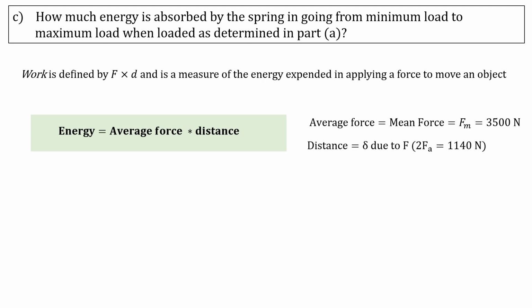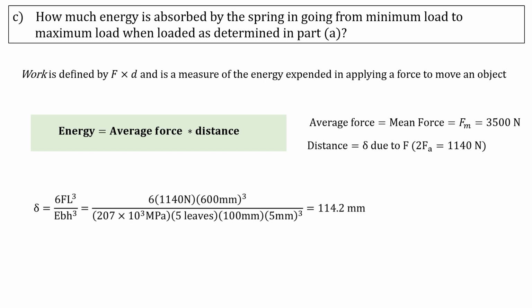Remember that we're analyzing this as a cantilever beam, so it's 2 times the alternating force, which is 1140 newtons. Substituting that into our equation for deflection, we find that it's 114.2 millimeters, and then we can substitute that into our energy equation and find that the energy is equal to 400 newton meters.